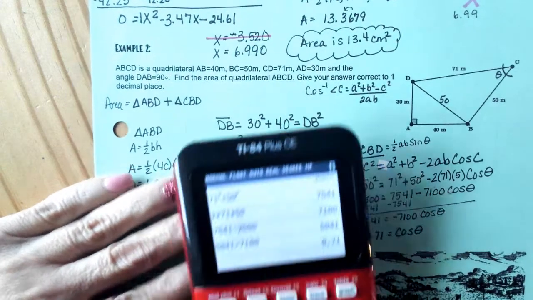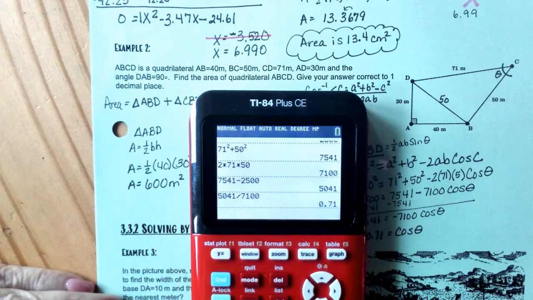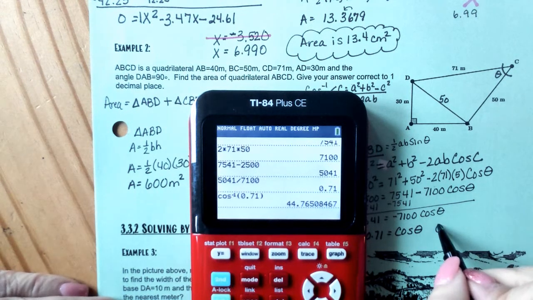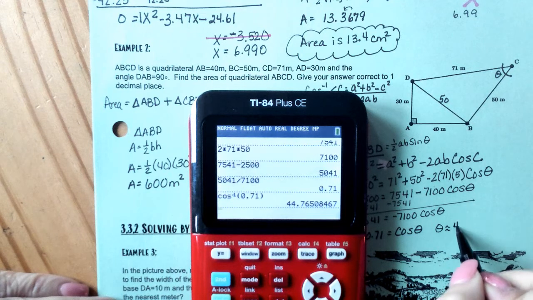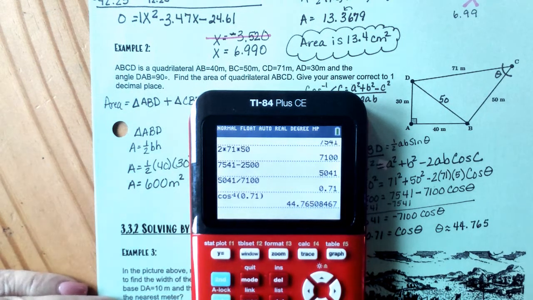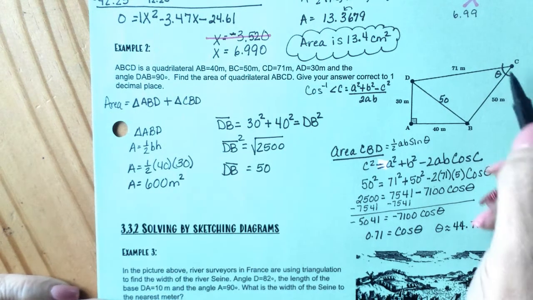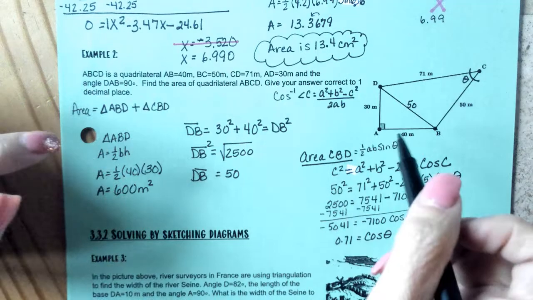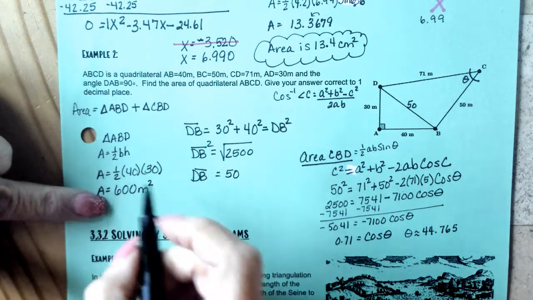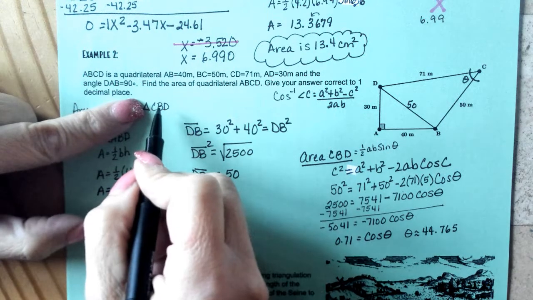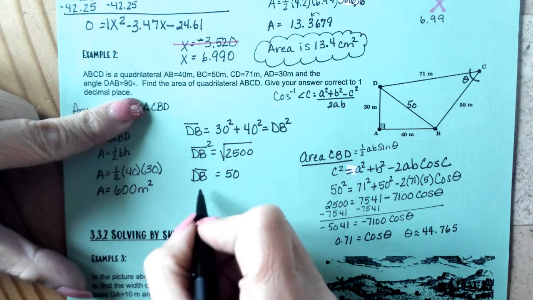Let me move that up a little bit. Second inverse cosine of 0.71, and we get that theta is about 44.765. Okay, so we know now what theta is. Once we know that, we can go back and we can find the area. So the area of ABD was 600. The area of CBD. So I'm just going to go here.